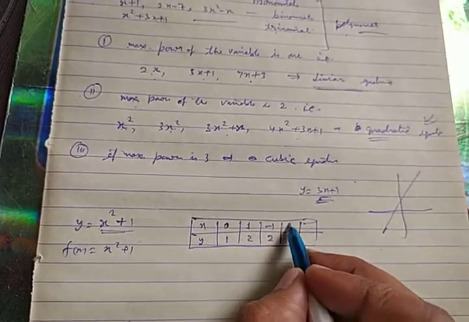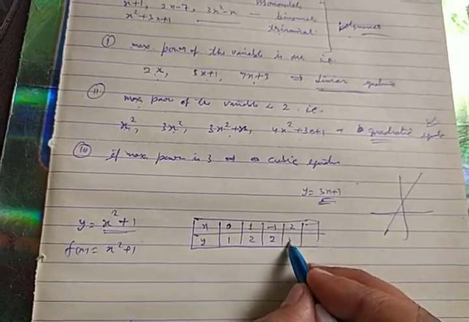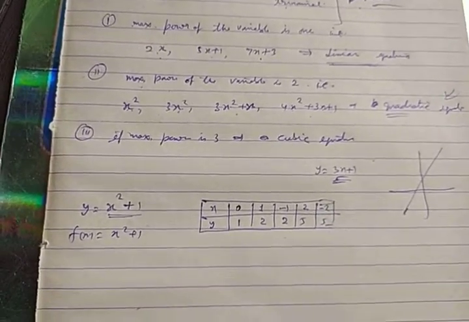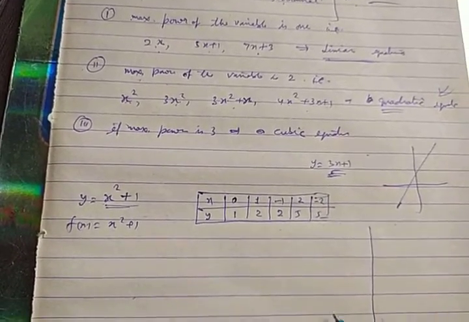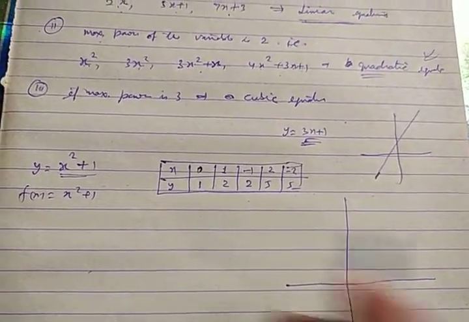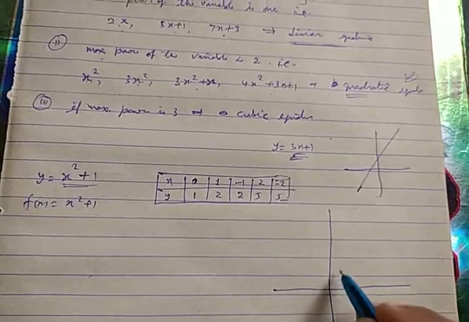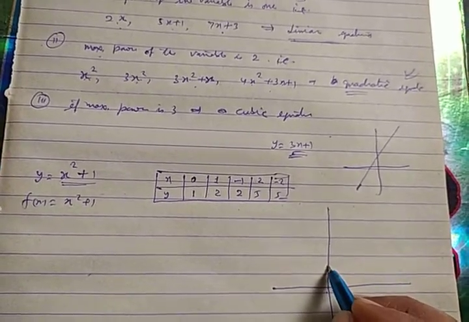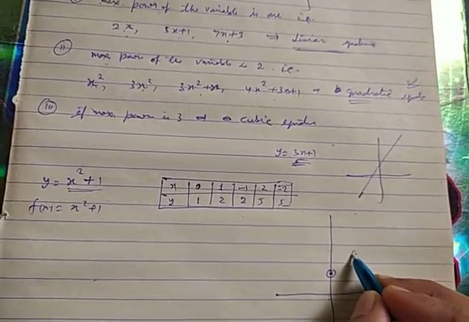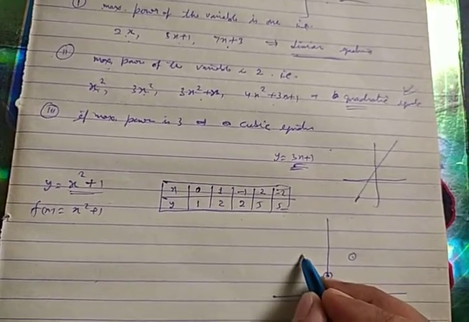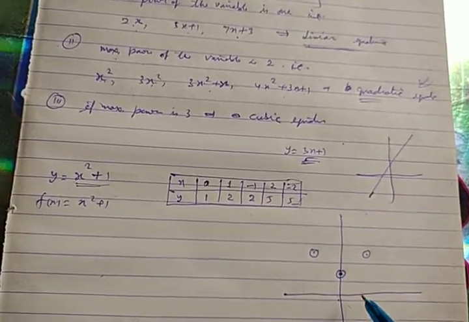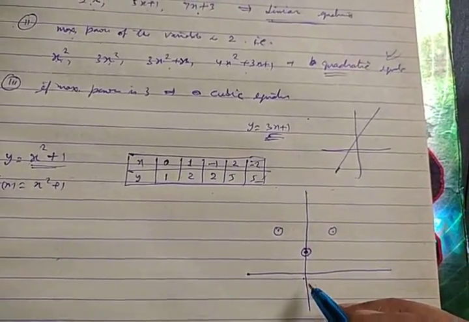Y is equal to 2, 2 to the 4 plus 1, 5, minus 2 also, 2 to the 4 plus 1, 5. Now what is the nature of the graph that is coming? When you draw the graph, point 0, 1 will be this side, 1, 2 like this, minus 1, 2 like this. You can draw on your graph paper. I am just explaining for the sake of concept building.